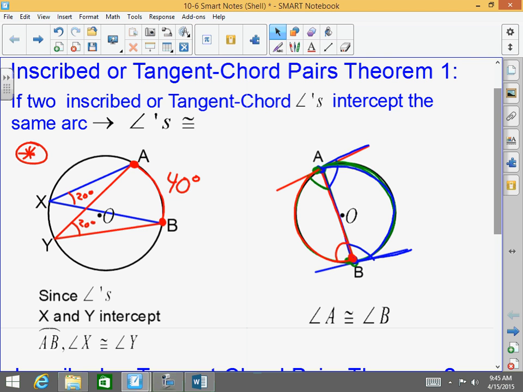I love it. This is what I love about this class. You guys think. Angle A will be congruent to angle B because both angle A and angle B intercept arc XY. Very astute of you. Well done. Not bad, right? Pretty simple, right? Okay. Next.